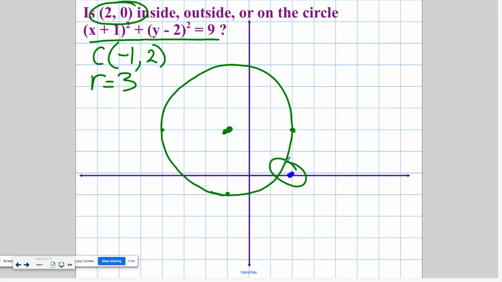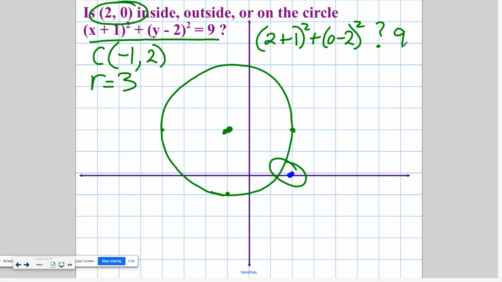We can just look at it, but you need to know how to do it algebraically. So what do we do? Well, it's kind of like when we were checking the Pythagorean theorem to see if we had an obtuse angle or an acute angle. It's kind of like that. We're going to put the point into our equation. So I'm going to take our equation, put 2 in for x, put 0 in for y, and then I'm going to ask myself, is that equal to 9? Is it bigger than 9? Is it less than 9?